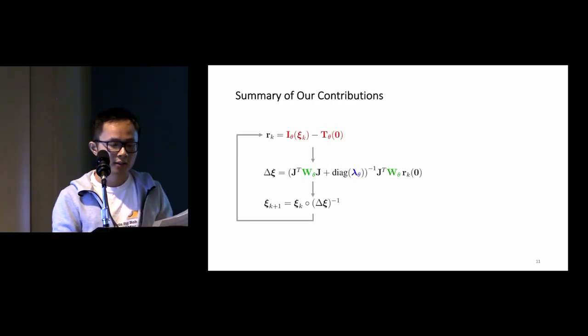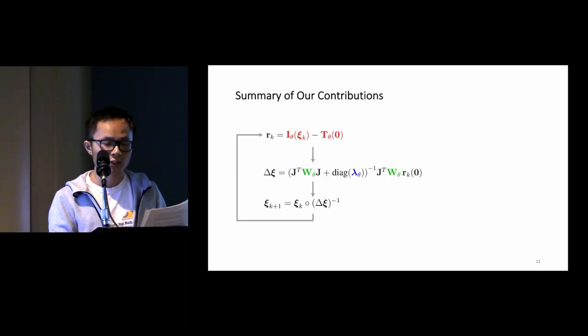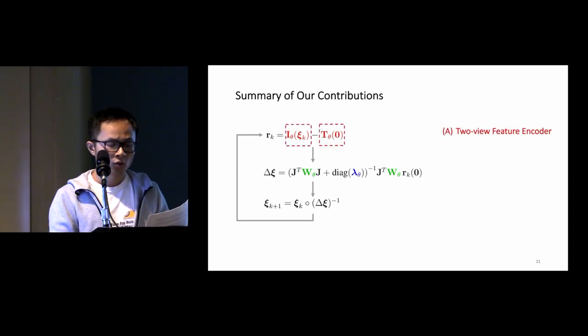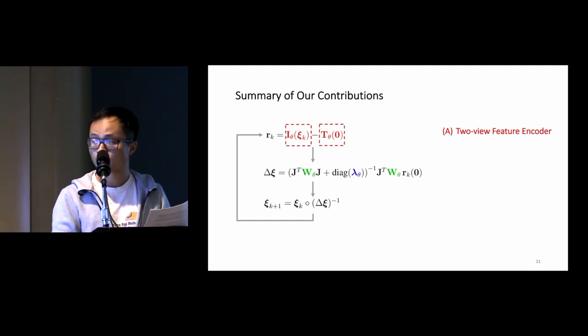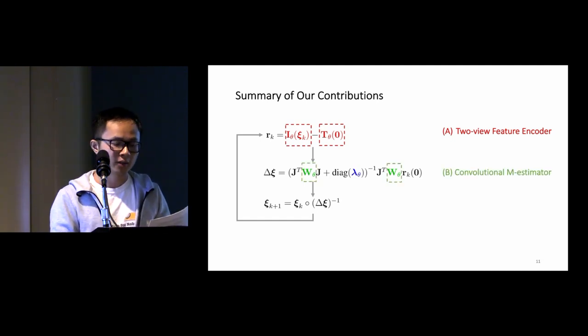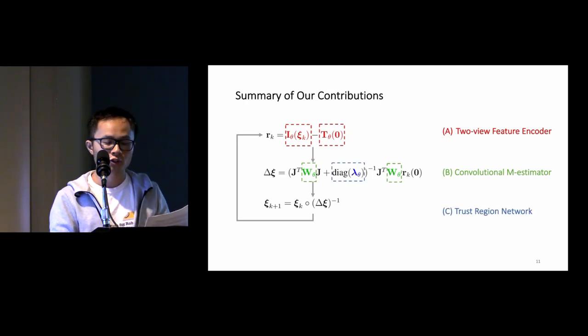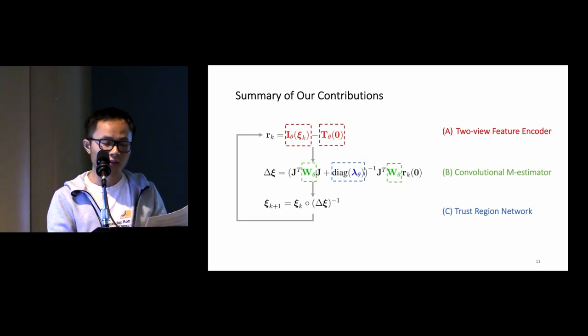To summarize, we make three contributions, each as a learnable module, and we follow the same computational graph as the classical inverse compositional method. We propose a two-view feature encoder to replace photometric residual, a convolutional M-estimator to replace the traditional M-estimator, and a trust region network to learn better damping regularization. All operations are differentiable, and we train all the modules end-to-end using the ground truth motion transform.